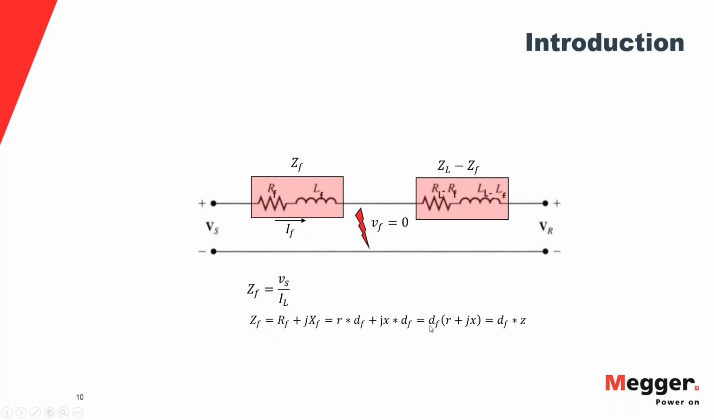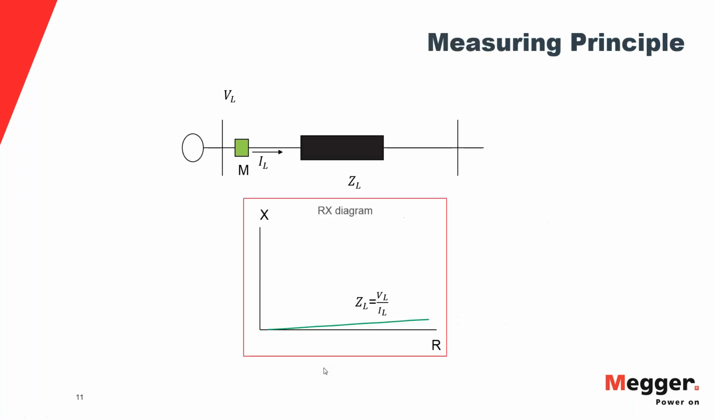And remember this equation here, so we can tell the distance to the fault by simply calculating the impedance to the fault, and then taking this and determining the distance to the fault as the voltage divided by the unit length impedance times the current that's circulating through the line at the time of the fault.